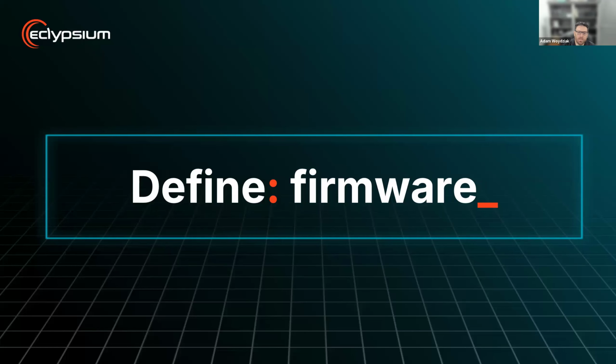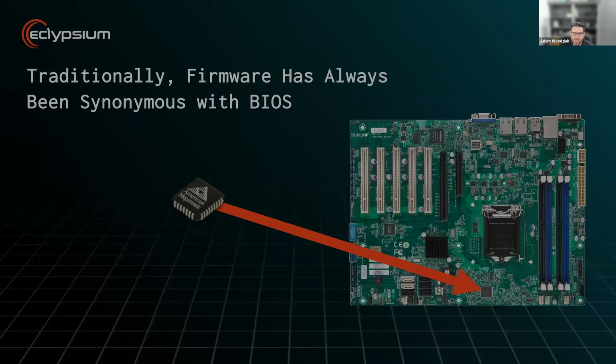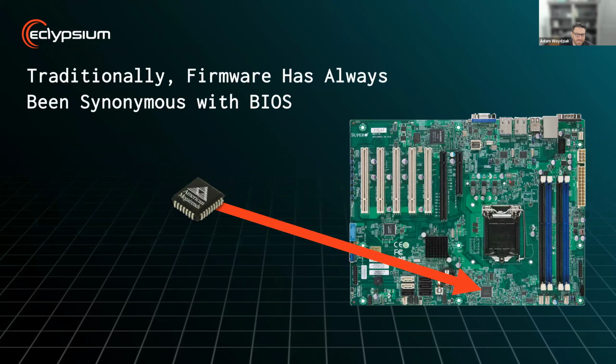So as I mentioned, I was going to talk a lot about firmware. So I just want to define what firmware is first, right? I said earlier, I've been in the industry 25 years. I used to build my own systems and such, right? So many of us think of firmware as basically the BIOS, or nowadays what we would call the UEFI on the system board.